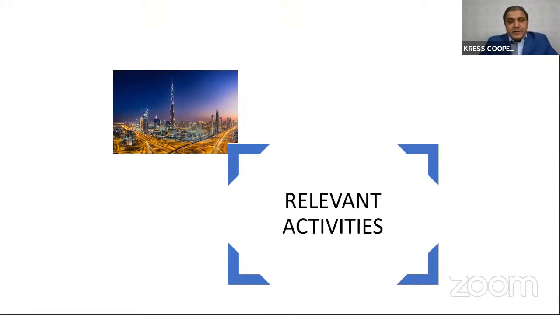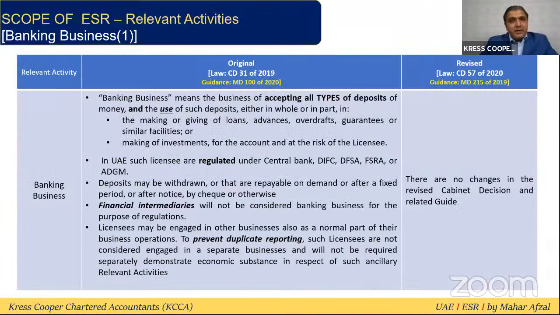So next is relevant activities. There is no change in the number of relevant activities. In the previous law, there were 9 relevant activities. In the revised law, there are 9 relevant activities as well. But in some activities, they made changes, which we'll discuss in detail.